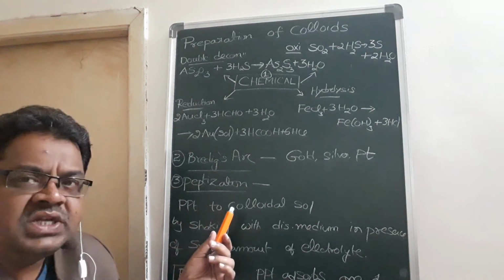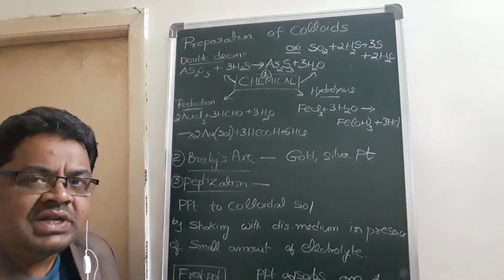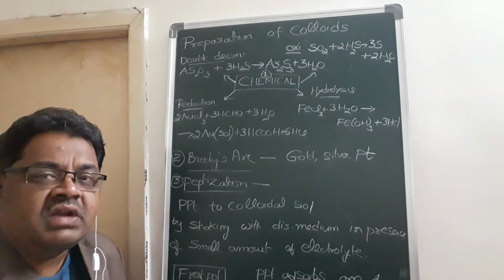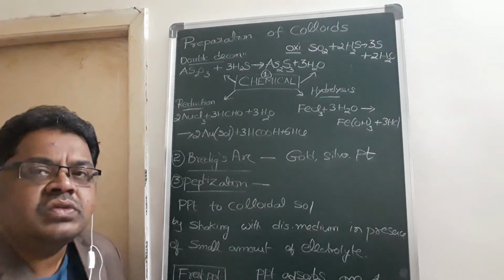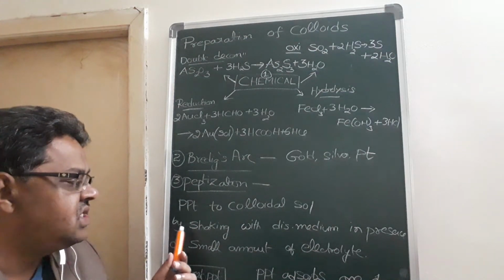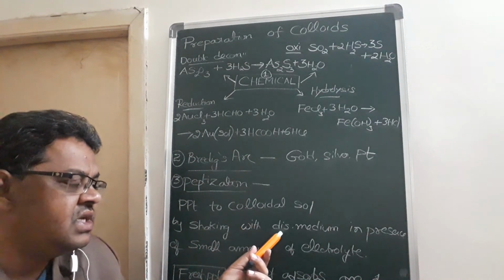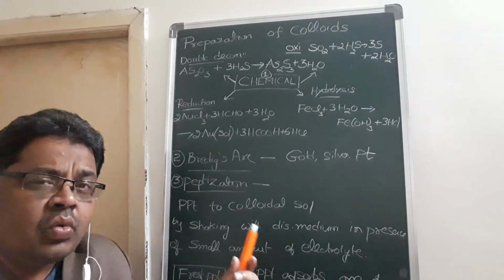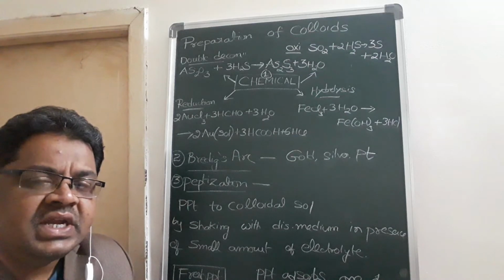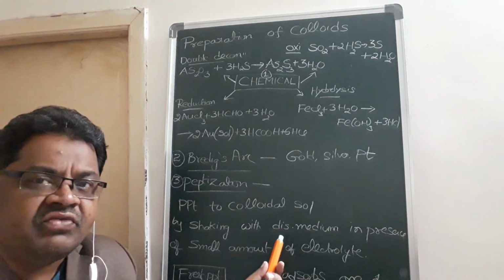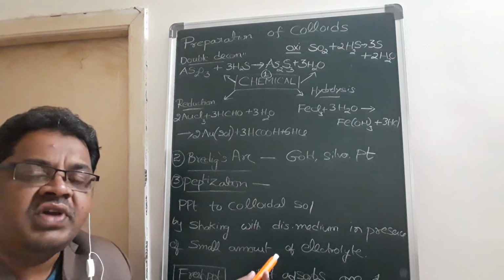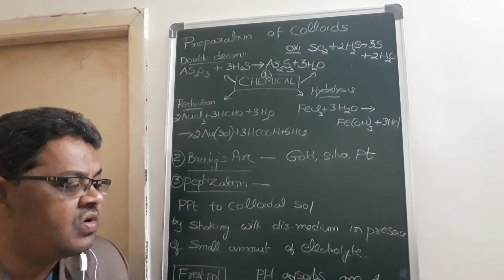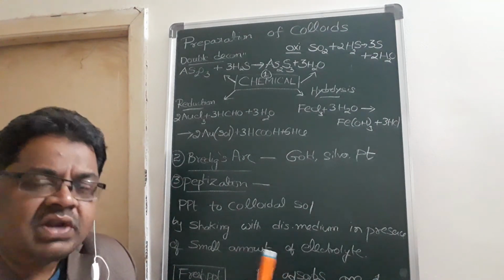And peptization process. What is peptization? Converting a precipitate to colloidal sol is known as peptization. How can you convert a precipitate to colloidal sol? That is done by shaking with the dispersion medium in presence of a small amount of electrolyte. So what you have to do, you have to take a dispersion medium and shake it with a small amount of electrolyte. Then what happens, the precipitate will absorb one of the ions of the electrolyte on the surface, and it develops a charge.